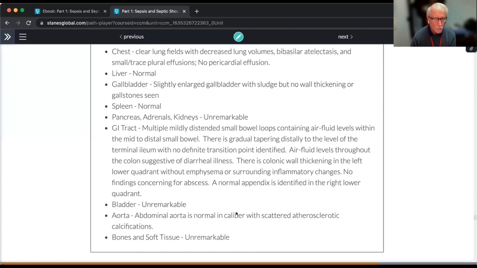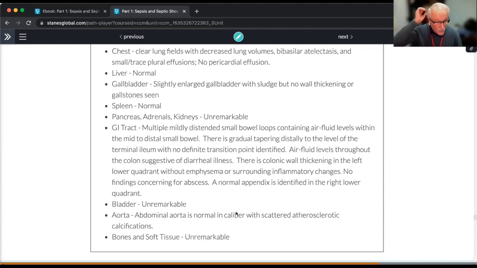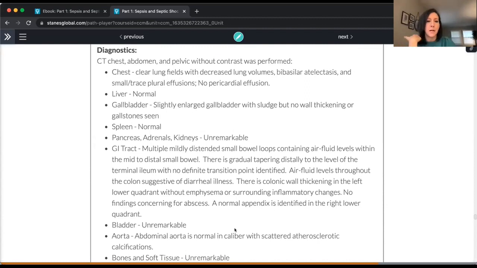And then the GI tract shows multiple mildly distended small bowel loops containing air fluid levels within the mid to distal small bowel. There is gradual tapering distally to the level of the terminal ileum with no definite transition point identified. Air fluid levels throughout the colon are suggestive of diarrheal illness. There's a colonic wall thickening in the left lower quadrant without emphysema or surrounding inflammatory changes. No findings concerning for abscess. A normal appendix is identified in the right lower quadrant. The bladder is unremarkable. The abdominal aorta is normal in caliber with scattered atherosclerotic calcifications, and the bone and soft tissues are unremarkable. What is your interpretation of his imaging?